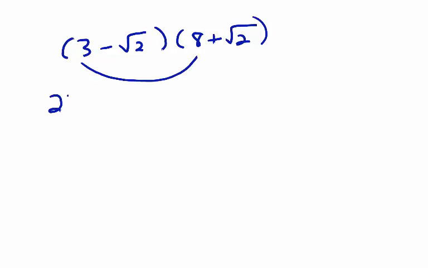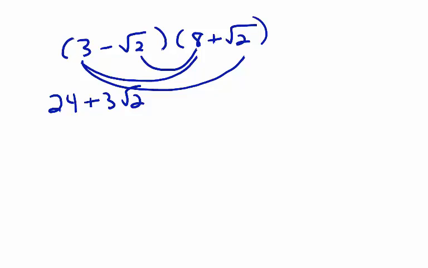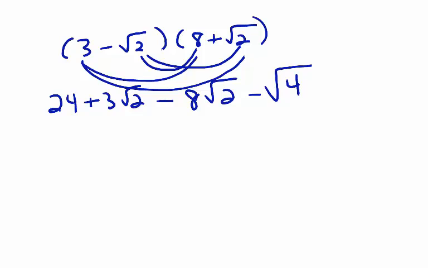First is 3 times 8, that's 24. 3 times square root of 2, those are our outer terms. That gives us 3 square root of 2. Our inner terms, negative square root of 2 times 8, give us negative 8 square root of 2. And our last terms, negative square root of 2 times square root of 2, give us negative square root of 4.